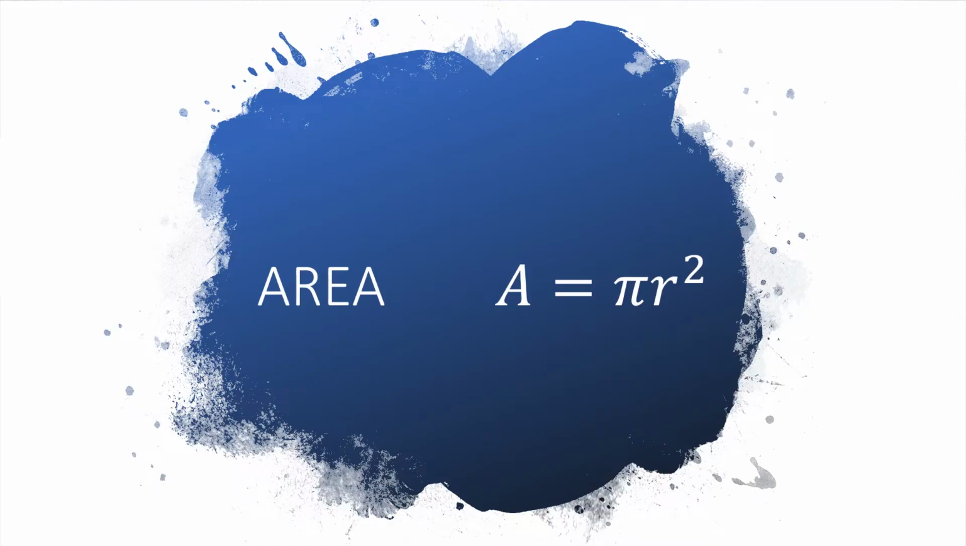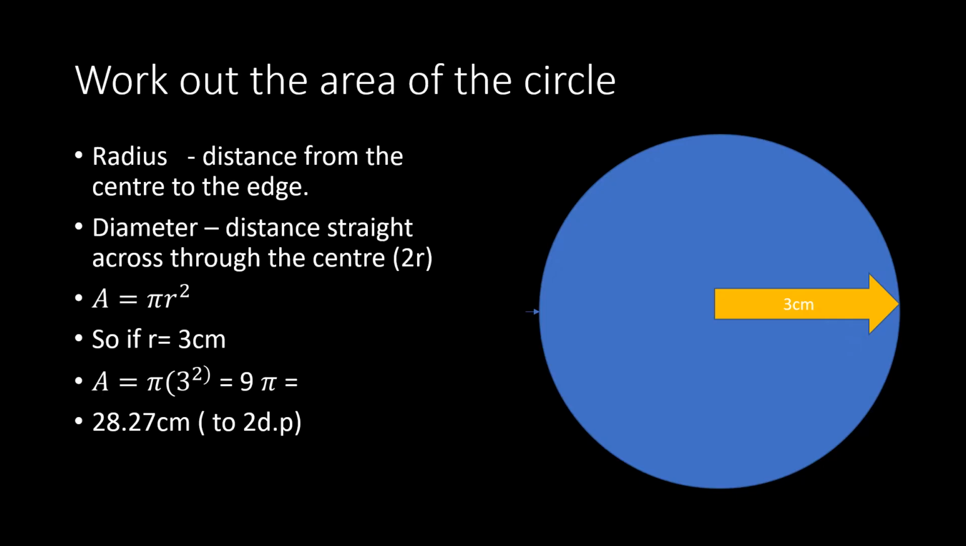So the area of a circle equals pi r squared. Pi, by the way, is a Greek letter, and we use that as a symbol for 22 over 7 or 3.14. Okay, so here we have a circle, and I've marked the radius there. The radius is the distance from the centre to the outside.